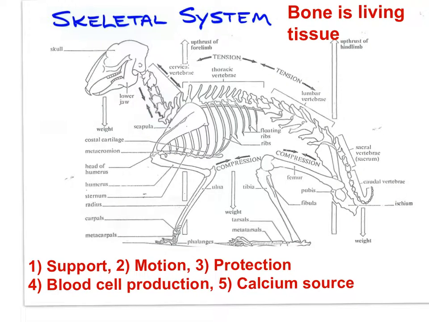The skeleton of an animal has various functions: support of the body, maintaining an upright posture, motion, movement, protection. Consider how the skull protects the brain, and the rib cage protects internal organs. As well, the skeleton plays a role in blood cell production. The marrow of long bones has stem cells ready to form various blood cell types, red and white. And lastly, the skeleton plays a role as a source of calcium.